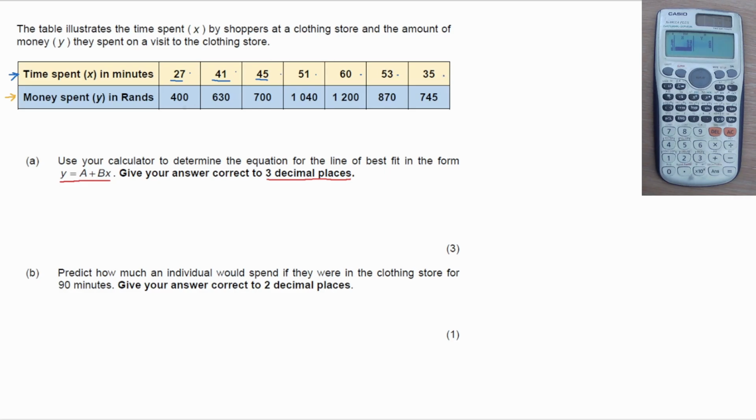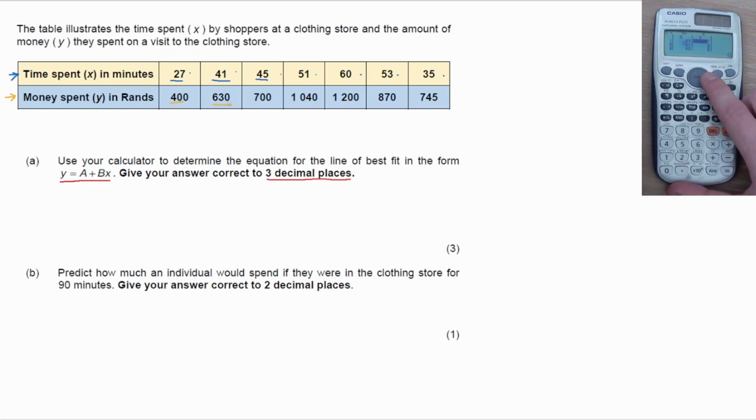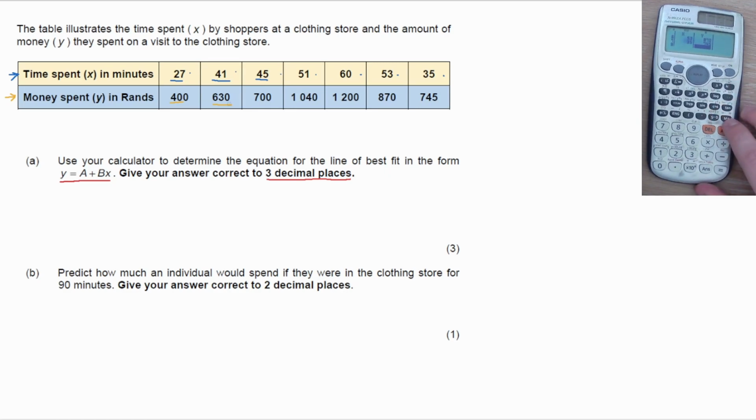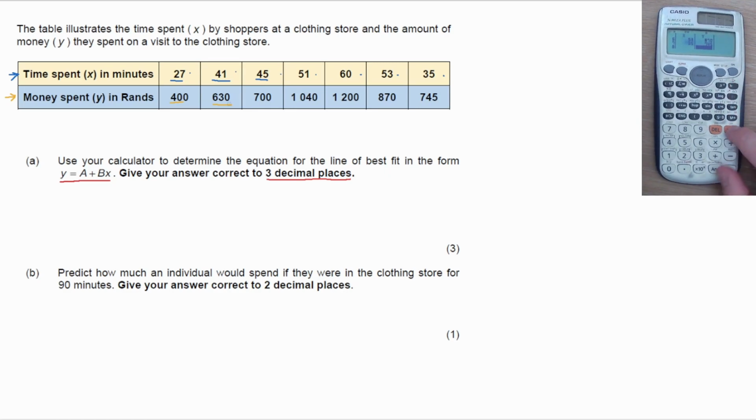Now we need to do the exact same, but with our y entries. I'm going to go down to y and put 400, 630, 700, 1040, 1200, 870, and 745. That's all our data filled in. That was the first part of the statistics question: we have to fill in the data in our calculator.